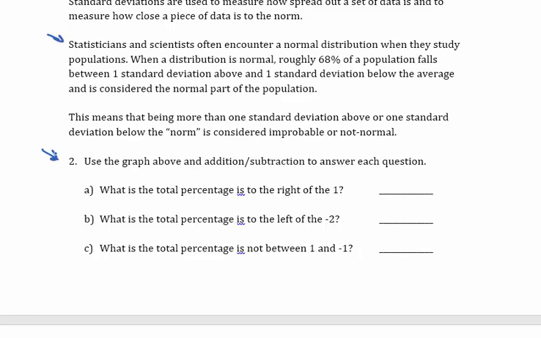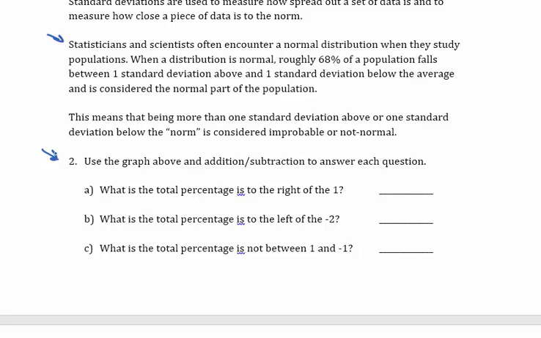Use the graph above and addition and subtraction to answer each of these questions. And I think, again, we can answer these questions as we go here. What is the total percentage to the right of 1 standard deviation above? What is the total percentage to the left of 2 standard deviations below? And what is the total percentage that is not between 1 above and 1 below? So go ahead and look at that graph above and then answer these questions.